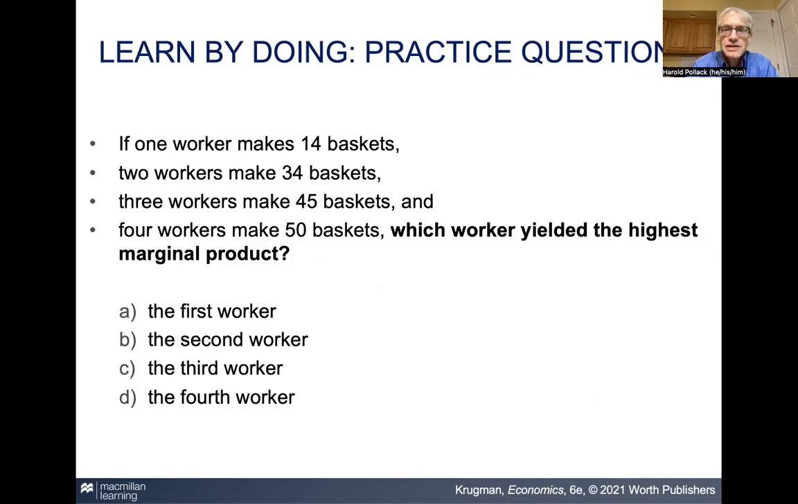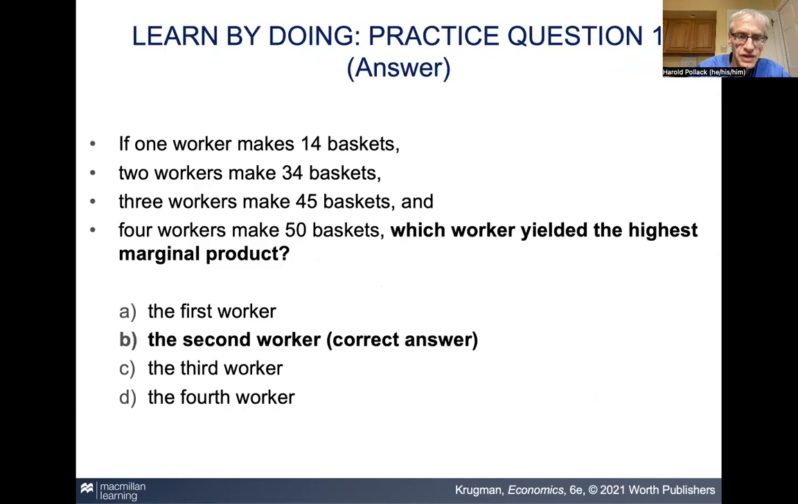Okay. So here's just a classic example. One worker makes 14 baskets, two workers make 34, three make 45, and four make 50. So which worker yielded the highest marginal product of labor? Of course, it's the second worker, because we went from 14 to 34. So the marginal product is 20, and that's even more than we got out of the first worker.